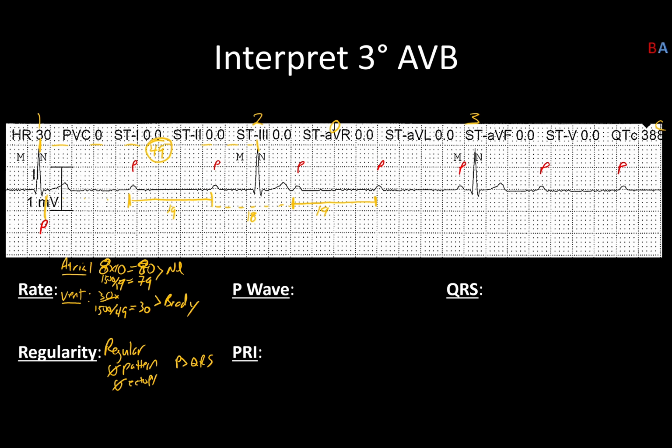We've marked out our P's, so let's analyze those a little closer. They are upright and uniform. I have more P's than I have QRS's. It is regular, but I don't quite have a pattern yet. I'm definitely feeling like the P waves are being blocked though.